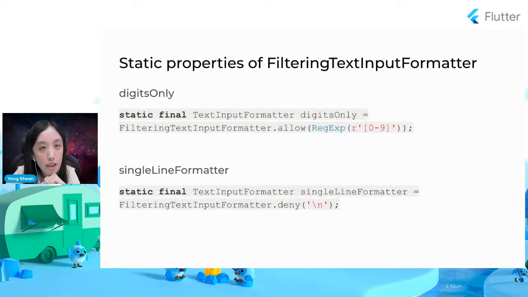Now for the FilteringTextInputFormatter, there are 2 static properties that come with predefined regular expressions that you can use. First one is digitsOnly. This will allow only digits to be entered in the text field once applied, and it uses FilteringTextInputFormatter.allow to do that. And the second one is singleLineFormatter. This basically allows only one line by using FilteringTextInputFormatter.deny to disallow the input of the newline character, which is \n.